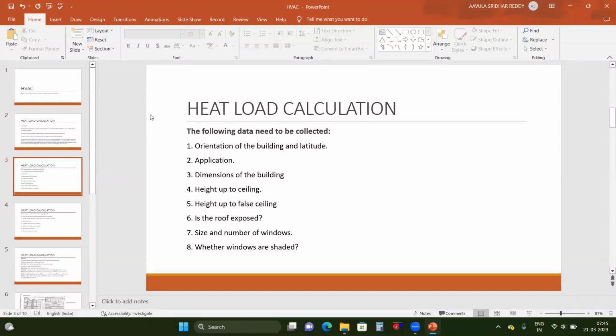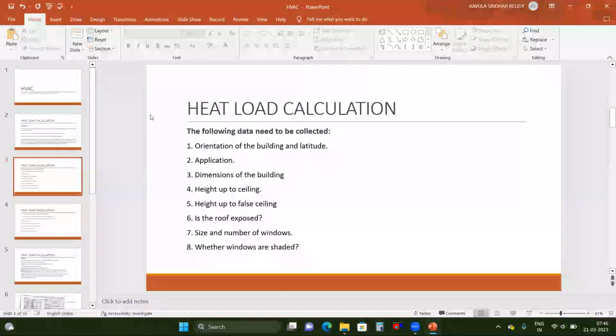So first one is orientation of building and latitude. The orientation is important, like north, northwest, south. So what are the directions of the building? The four sides we need to take, and also the latitude. Okay. And the second one is application. Application is nothing but what the building is used for, like office space or theaters. So this application we need to find out.